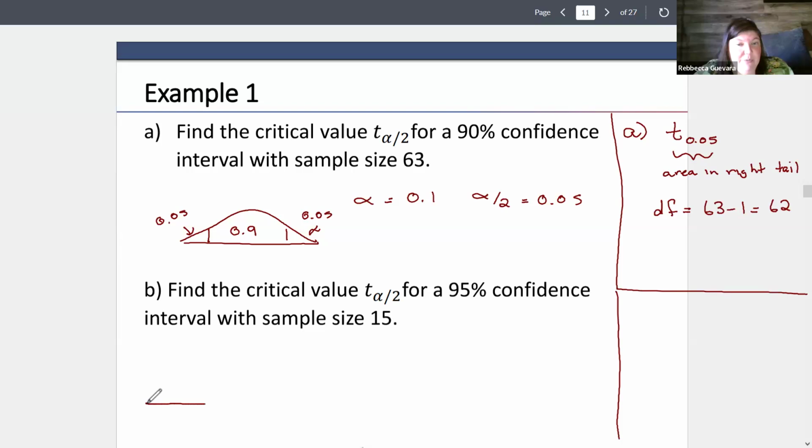So if we do B, we're doing that 95% level of confidence. So without having to do the work, I know that's t 0.025. That's what's going to be in that tail. We've seen it a bazillion times. Degrees of freedom will be 15 minus 1, so in this case, they'll be 14. Okay, so I'm going to do the table first, and then we're going to do this with the calculator.